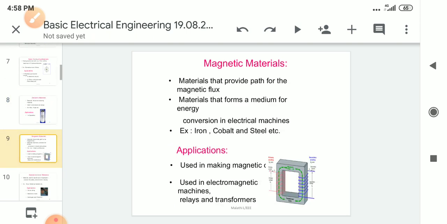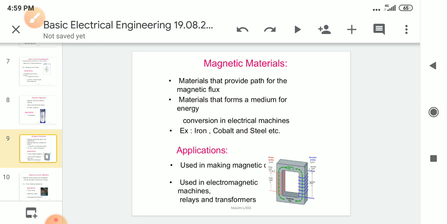The next thing is the magnetic material. The magnetic material provides a path for the magnetic flux. Magnetic materials are materials that can be either attracted or repelled when placed in an external magnetic field, and can be magnetized themselves. So this magnetic material also plays a very important role in our electrical engineering field. These are used to provide magnetic flux.